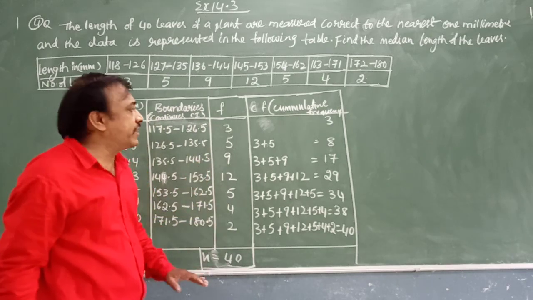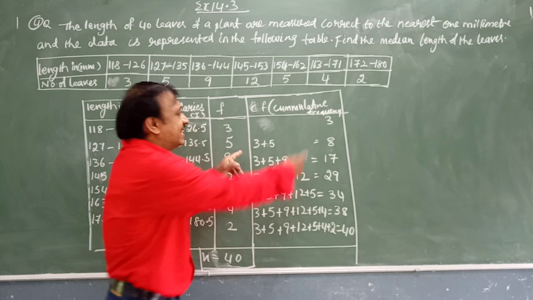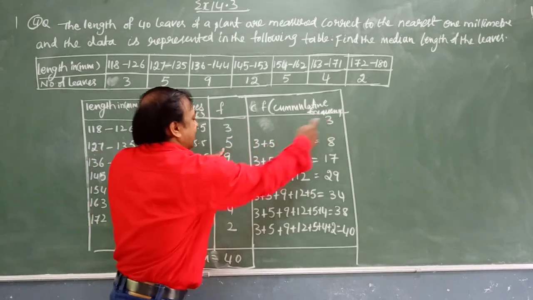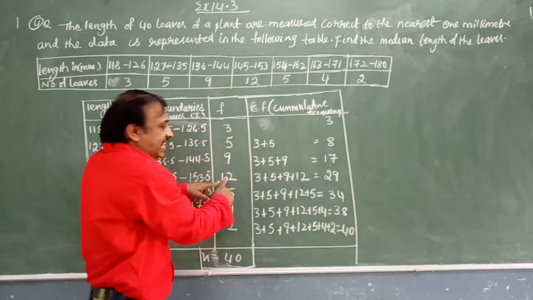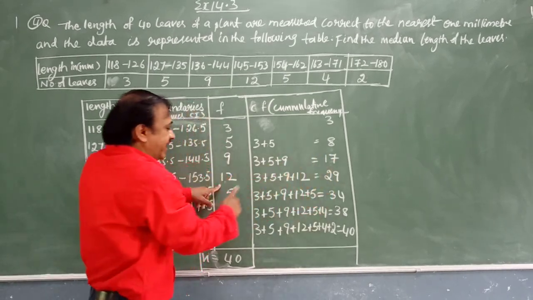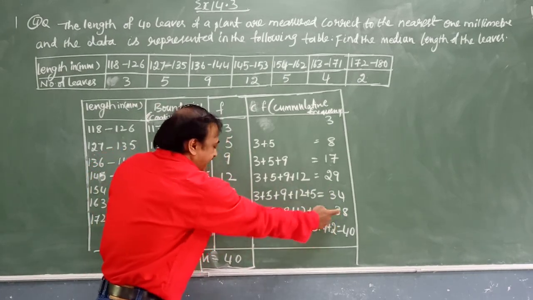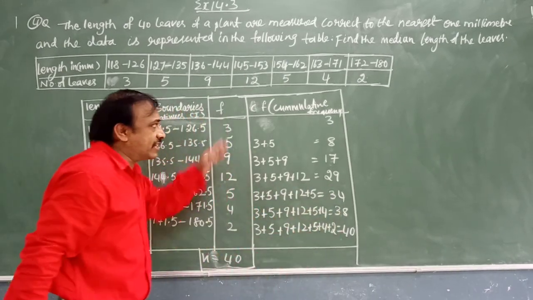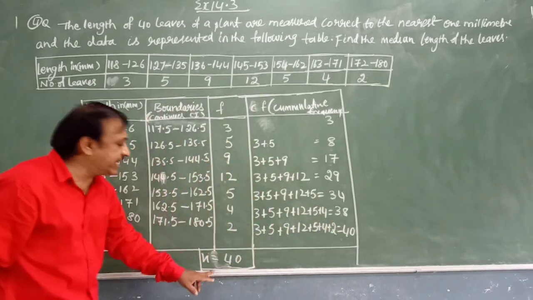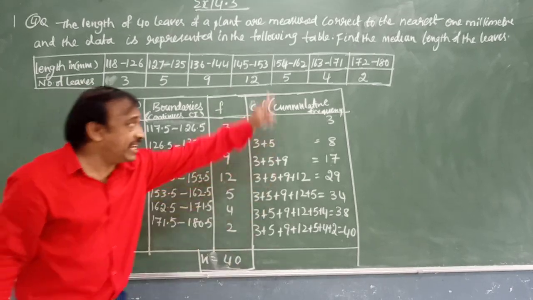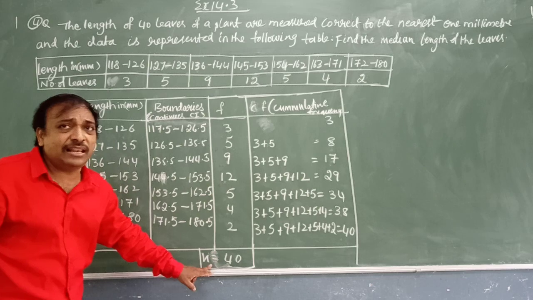How to get the cumulative frequencies? We write the first frequency as it is. Then the next frequency we add: 3 plus 5, 8. Then 8 plus 9, 17. 17 plus 12, 29. 29 plus 5, 34. 34 plus 4, 38. 38 plus 2, 40. So in the cumulative frequency, the last column will be equal to the total frequency.